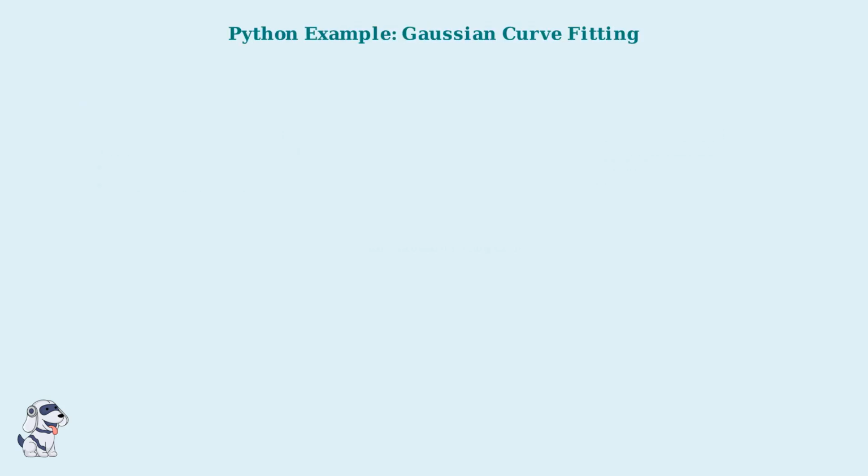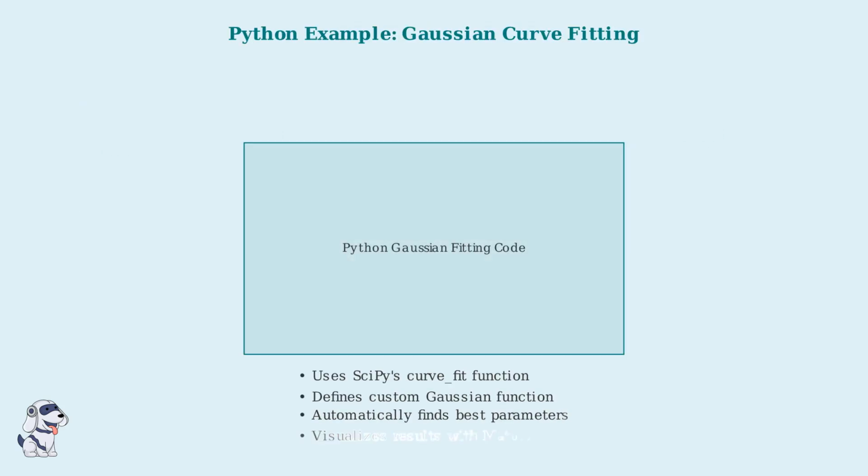This Python example demonstrates fitting a Gaussian function to data. The code uses SciPy's curve_fit function to automatically determine the best parameters. The blue stars show original data points, while the orange line shows the fitted curve.